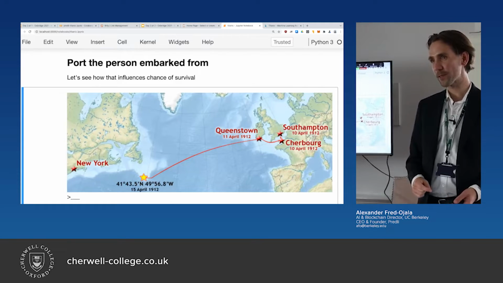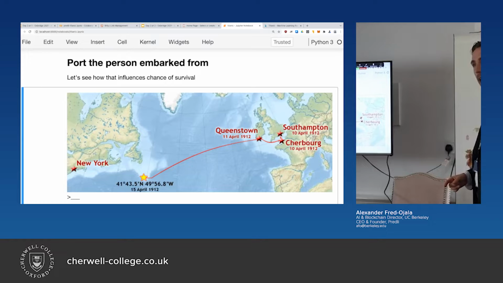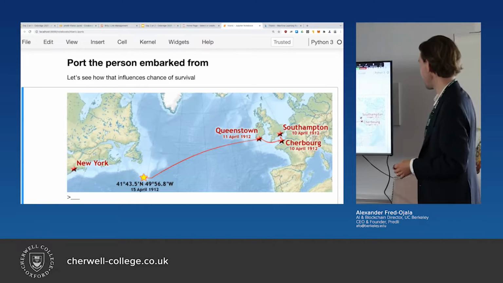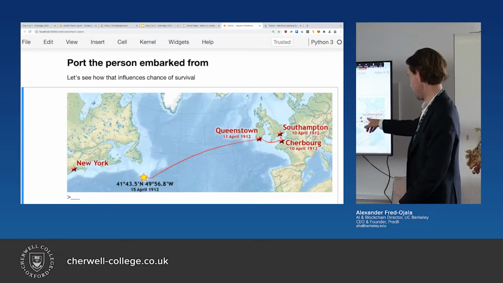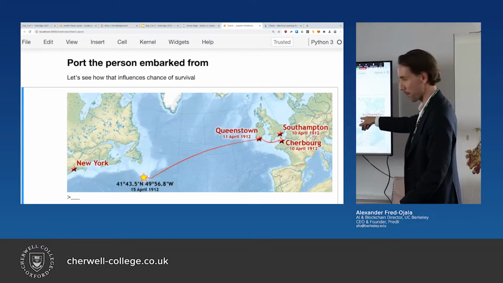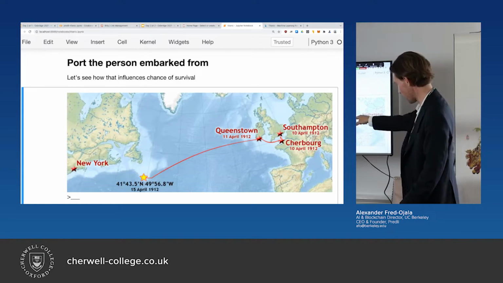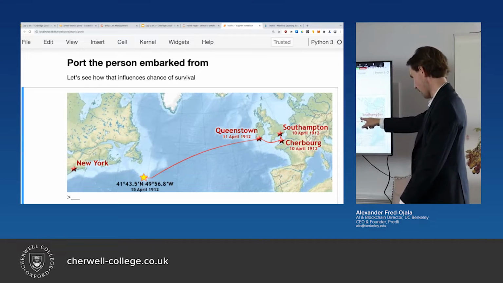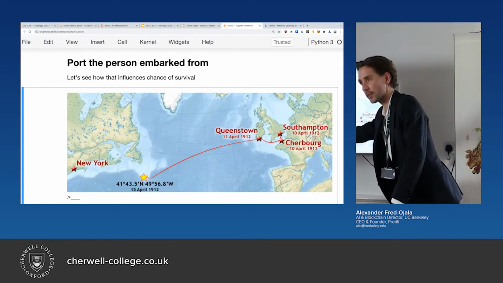We have one column left, and that is the port of embarkation. So we haven't done anything yet with the fact that some people boarded in the UK and some people boarded in France. Here you can actually see the trip of the Titanic. So 10th of April in Southampton, it started its journey. It went to Cherbourg the same day, and then it took 1 day to reach Queenstown. And then after 4 days, it collided with the iceberg outside of New York.